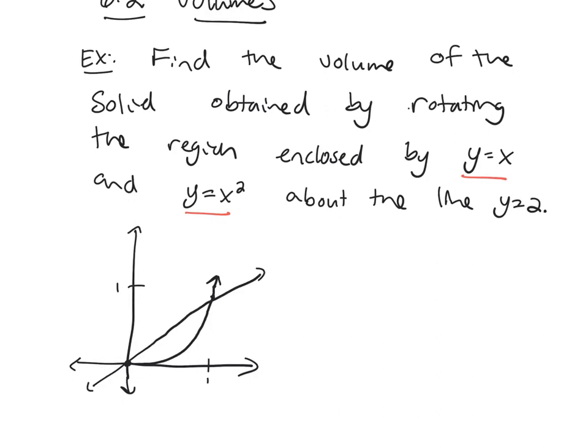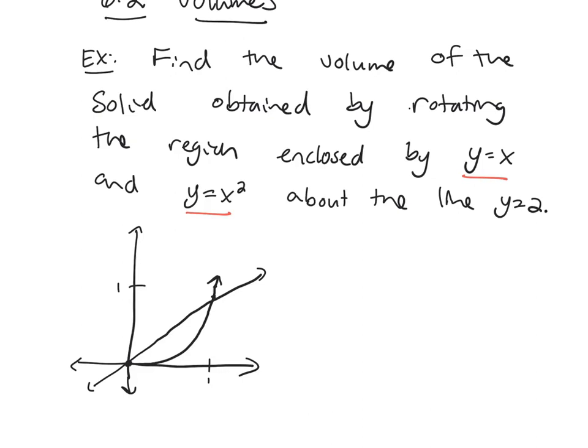So we saw this picture last time, and the only difference now is I'm rotating about the line y equals 2. So let me graph y equals 2. And that's going to be this line right here. I'm going to draw it as a dotted line. And maybe I'll do a solid line. That's fine. And I want to rotate about this line.